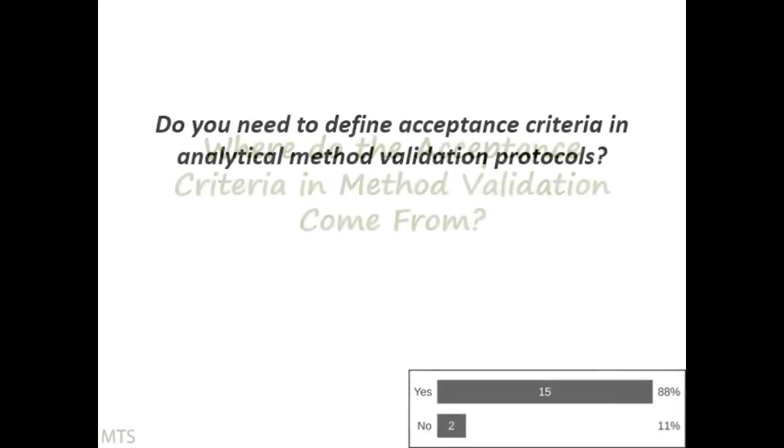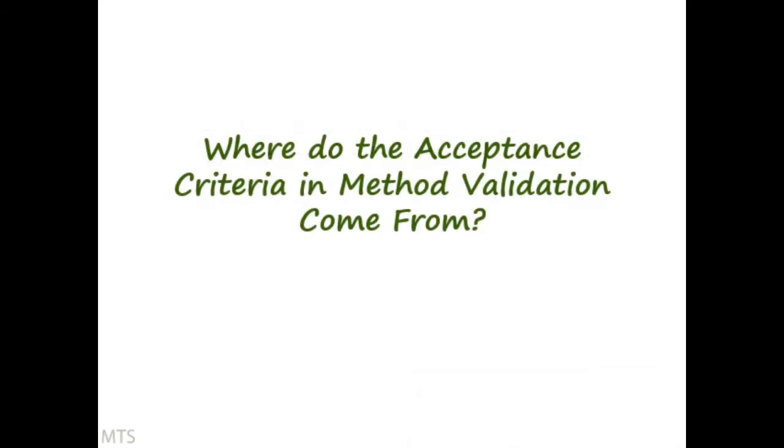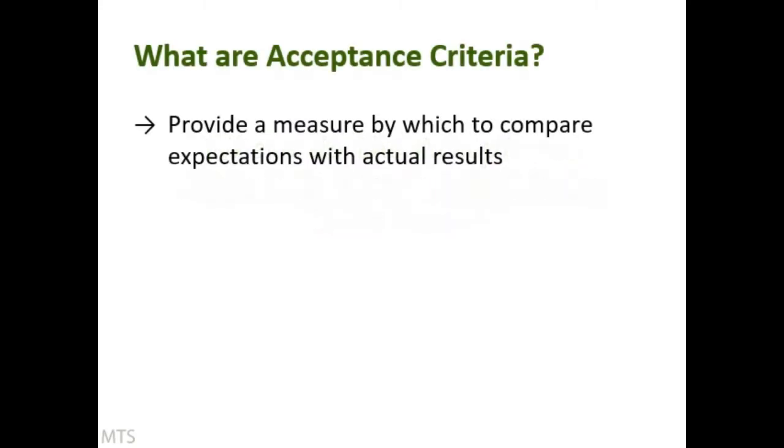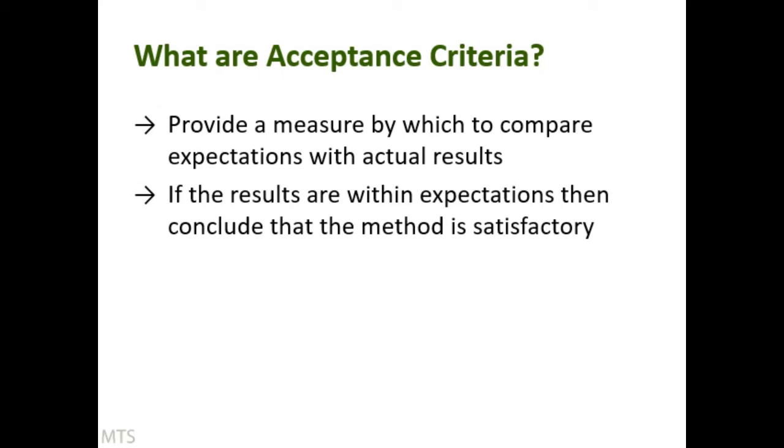So let's look at the question that I set as the title of the webinar. Where do they come from? Where are these acceptance criteria coming from? And I thought a good place to start was just to think about, well, what are acceptance criteria? And that can focus on where we need to go. So we're talking about some sort of measure that allows us to compare what we expect to happen and we consider to be okay with actual results. So very often we want numbers, but sometimes these are qualitative acceptance criteria. And our assumption is that if these results fit the expectations, our method in this case is satisfactory. Okay, so that's where we're coming from.